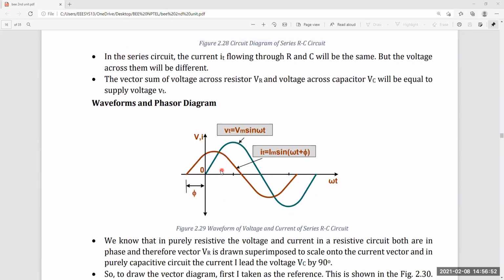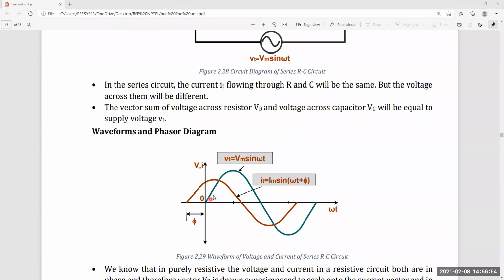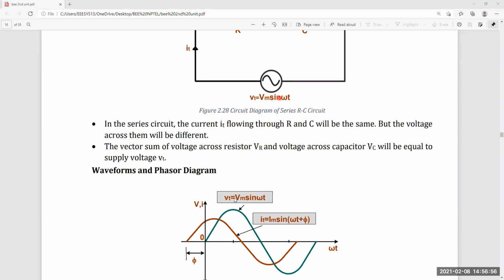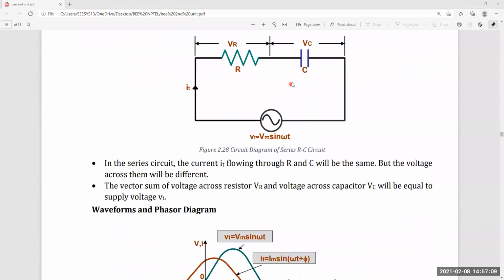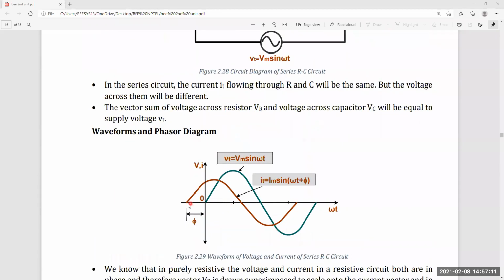So the supply voltage v(t) is equal to Vm sin omega t. And what is the current here? It is equal to Im sin omega t. Across the capacitor, current leads and voltage lags. That's why current leads by an angle phi, and the current waveform starts before the voltage waveform, because of the voltage lagging.